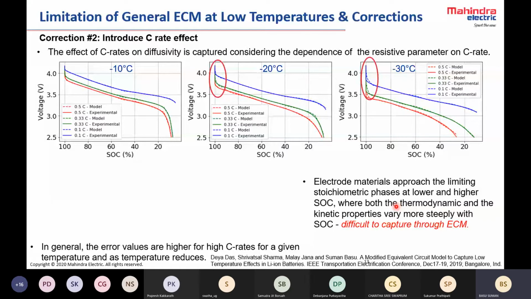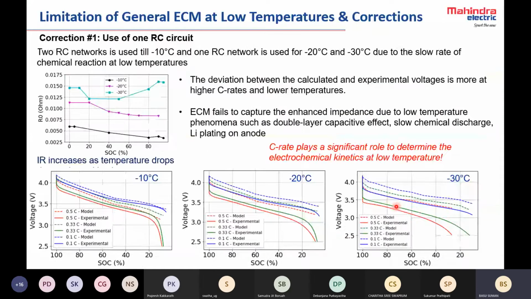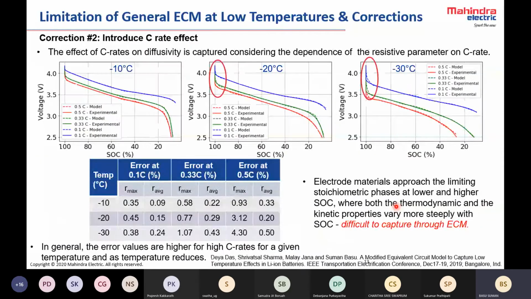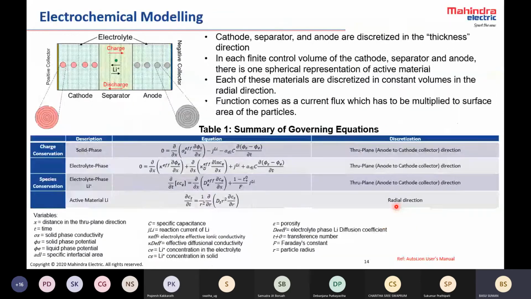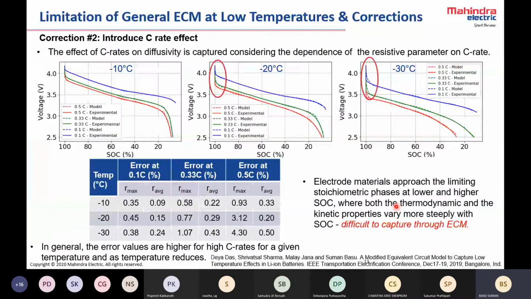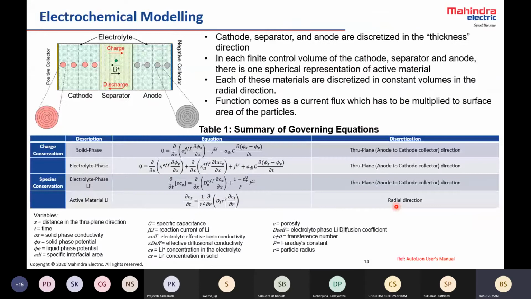So here we put some correction for C rate also, that is the discharge rate. Once we start to put these corrections, things start to look somewhat better. But it would not have to be this kind of ad hoc corrections if we go to the full electrochemical modeling.